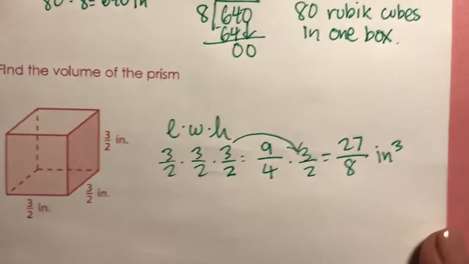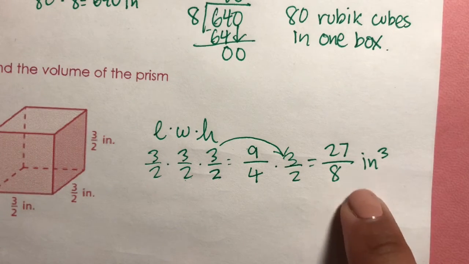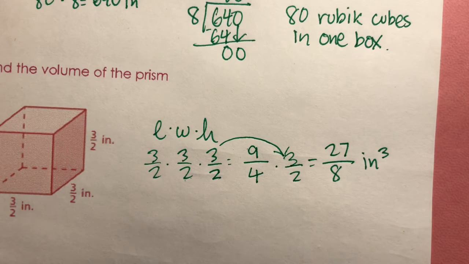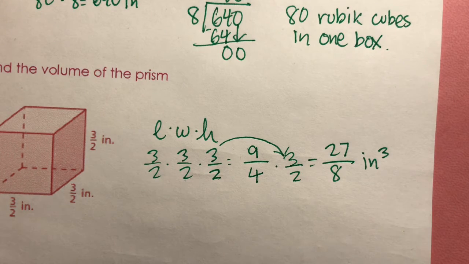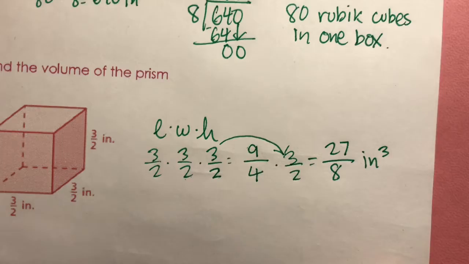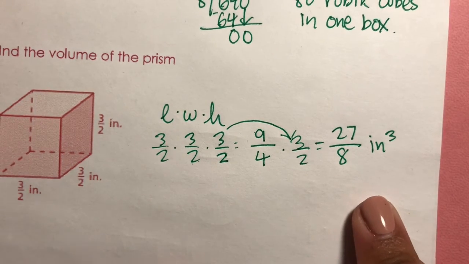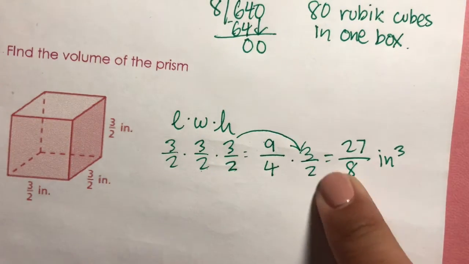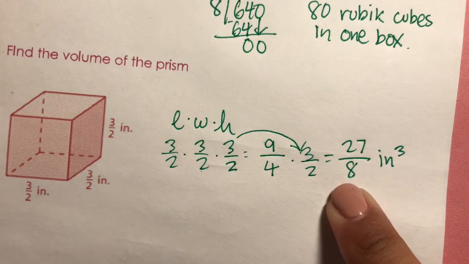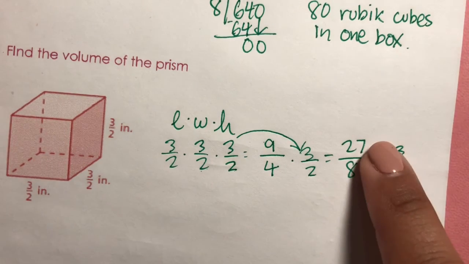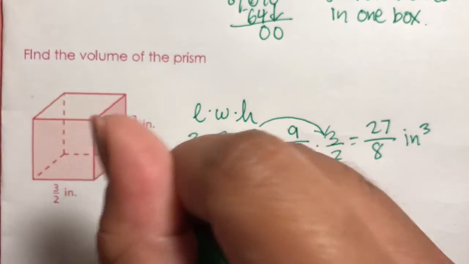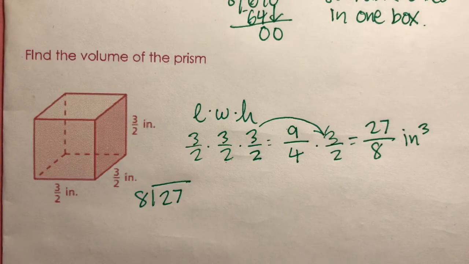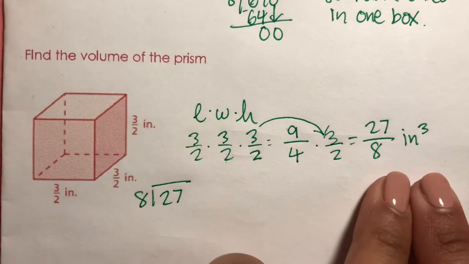However, it is not simplified. We need to simplify this. So this is also going to be a mini review of how we turn our improper fractions into a mixed number. The way to turn an improper fraction into a mixed number is to simply divide it. You would just divide 27 by 8. The reason why that works is because I'm also going to show you this in picture form.